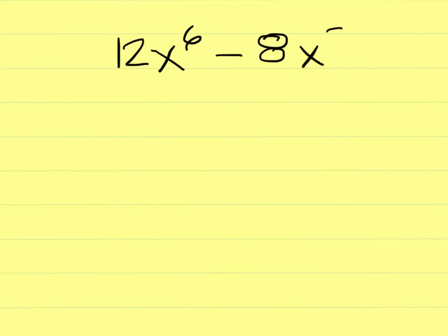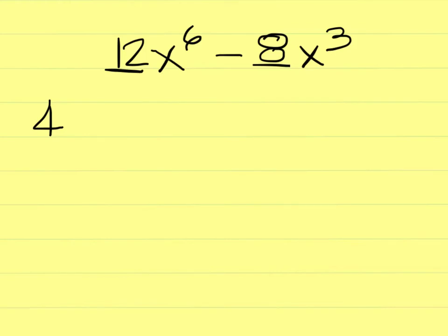For example, if I had 12x to the sixth minus 8x to the third. Whenever you have coefficients next to your variable, coefficients are 12 and 8. Do the numbers first. Find the highest number that comes out of 12 and 8. What's the highest number that goes into both? 4. So put 4 down out to the left.